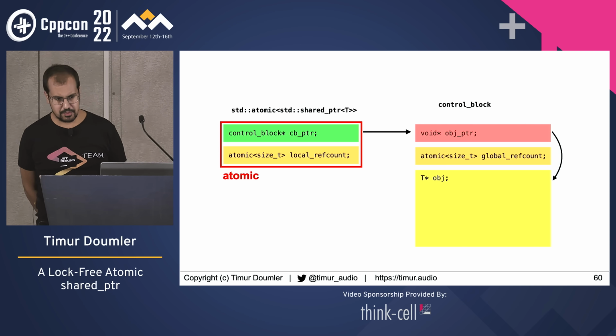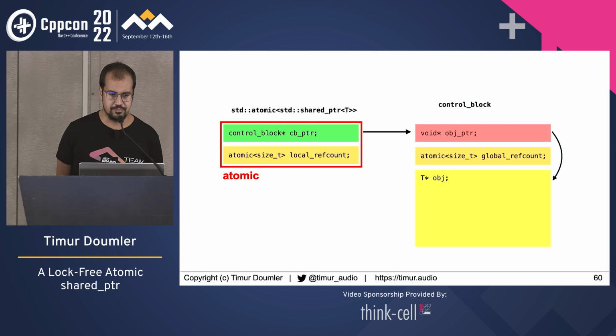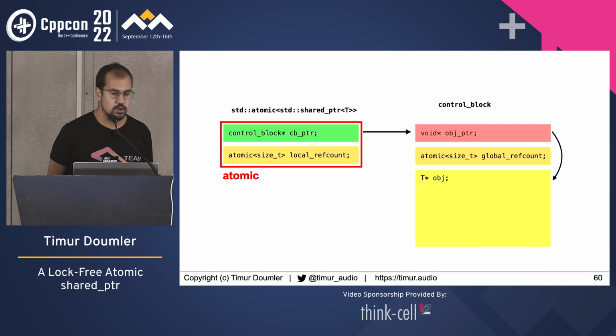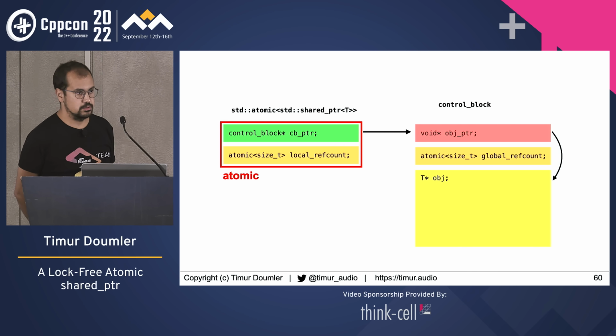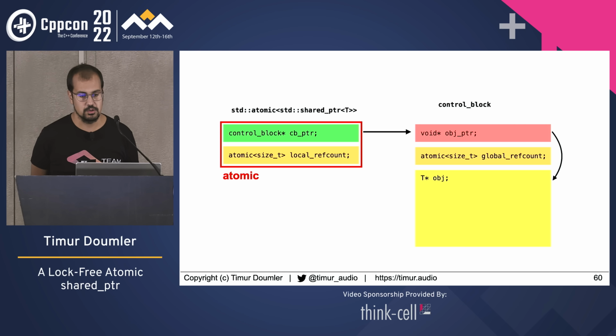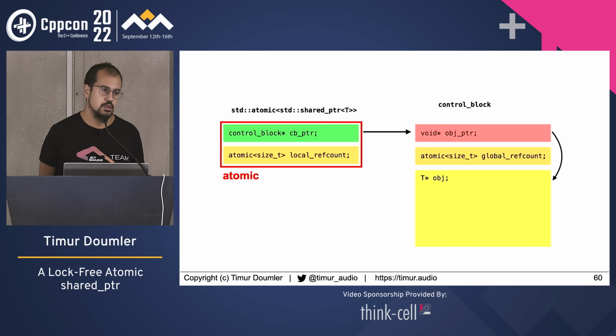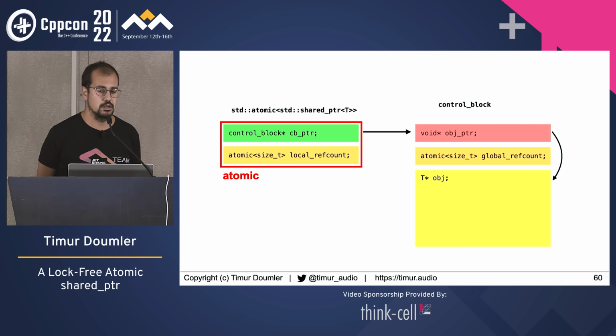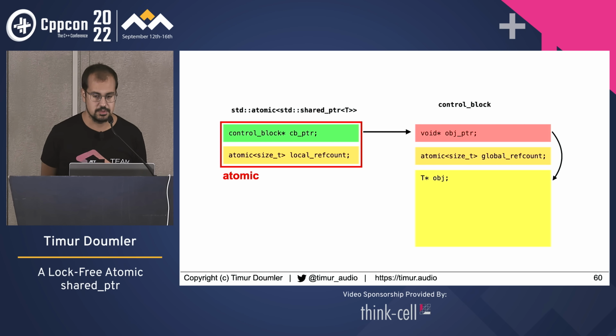So I'm just going to very, very briefly summarize how this works. What we're going to do is, instead of having 1 ref count, we now have 2 ref counts. We have a local ref count that lives in the shared pointer instance, and we have a global ref count which lives in the control block. And now what we can do is we can atomically modify both the control block pointer and the local ref count at the same time.